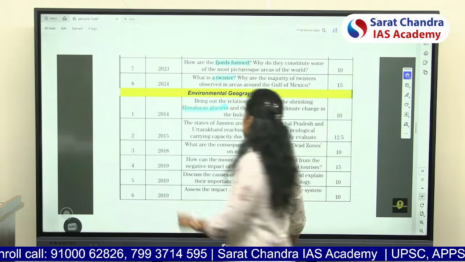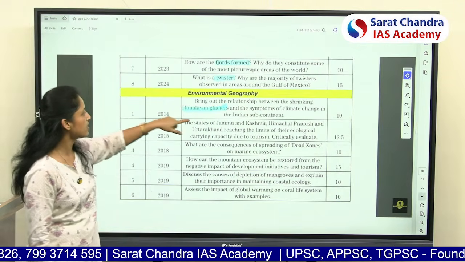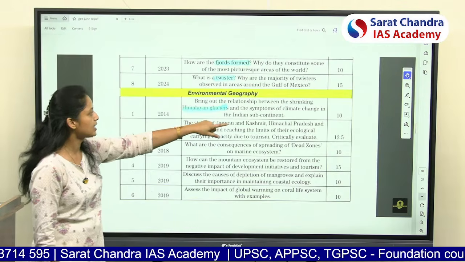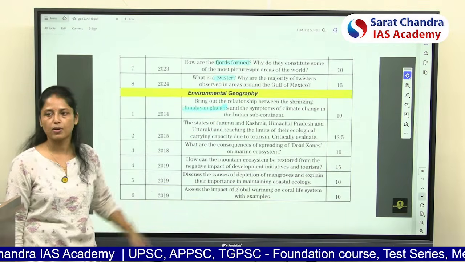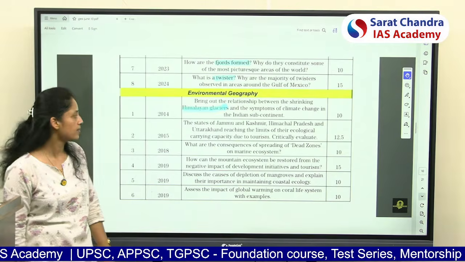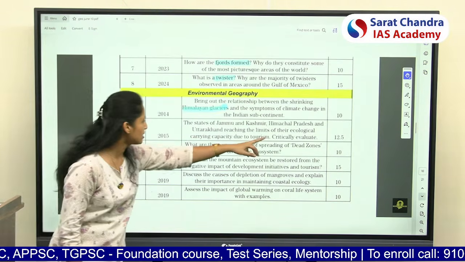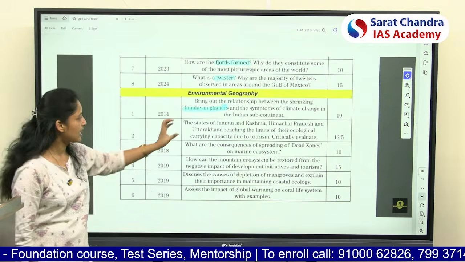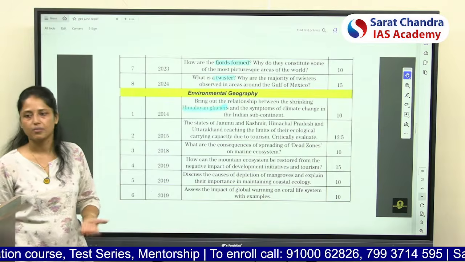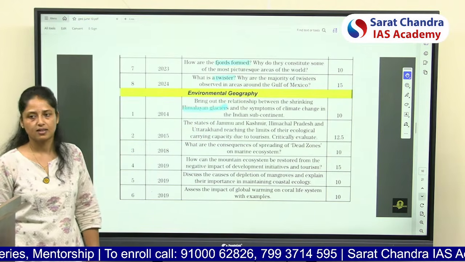under environmental geography. So question of 2014, bring out the relationship between shrinking Himalayan glaciers and symptoms of climate change in the Indian subcontinent. First topic on glaciers, impact on the climate. The states of Jammu Kashmir, Himachal Pradesh, Uttarakhand reaching the limits of their ecological carrying capacity during tourism. The classic question of environment, because it is talking about the ecological carrying capacity, right?